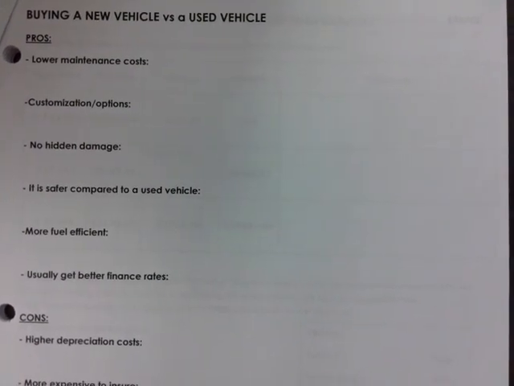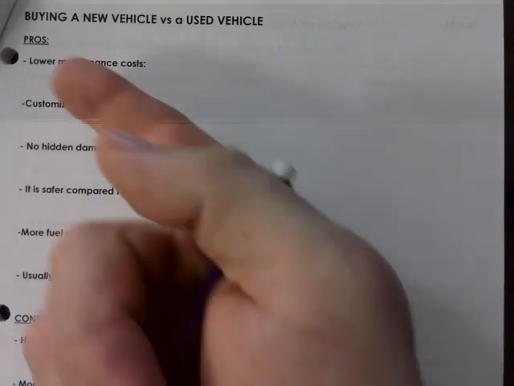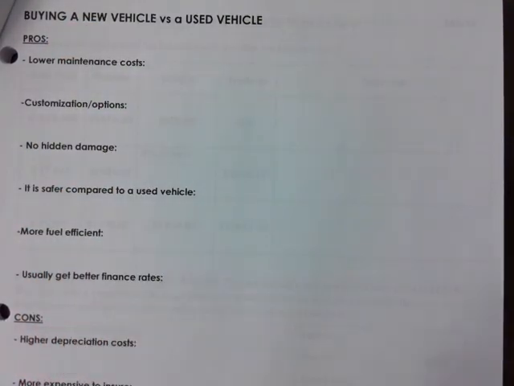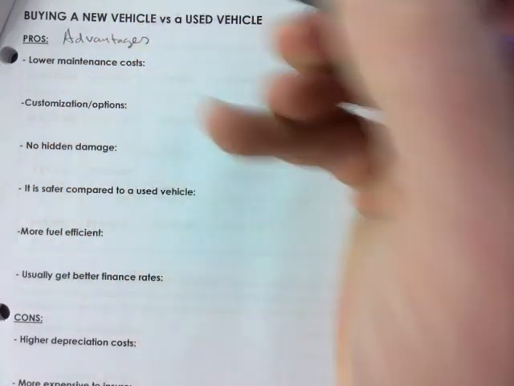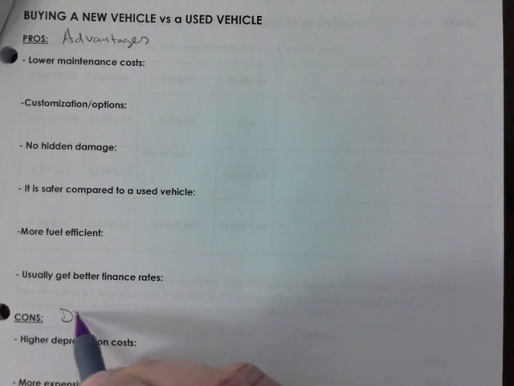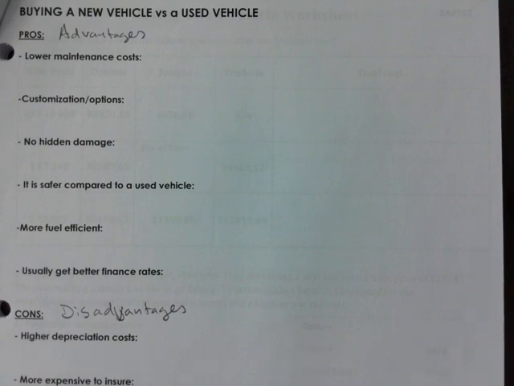Okay, here's where you want to write. You want to write things down on page 7. You need to have at least 2 to 3 of these on your study sheet. I'm going to give you more, but we're going to talk about the pros and cons, the advantages and disadvantages, of buying a new vehicle.